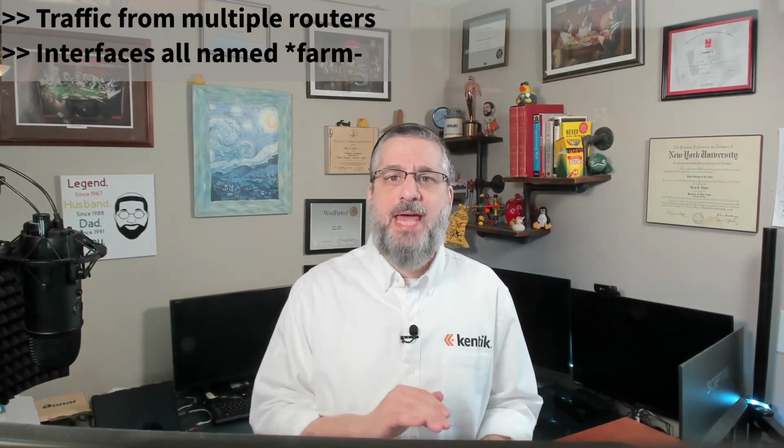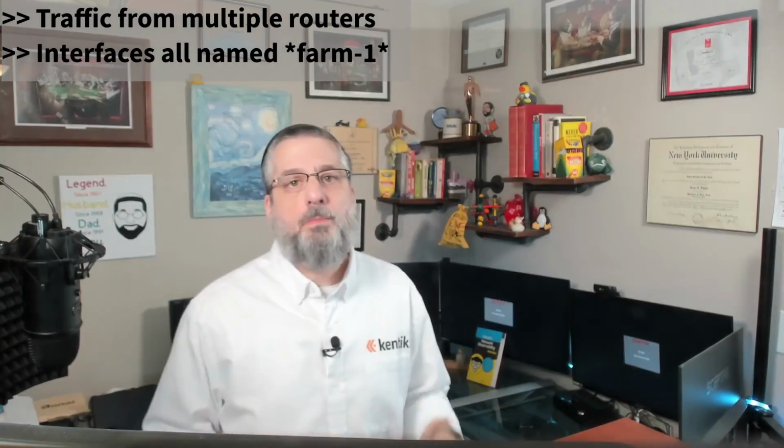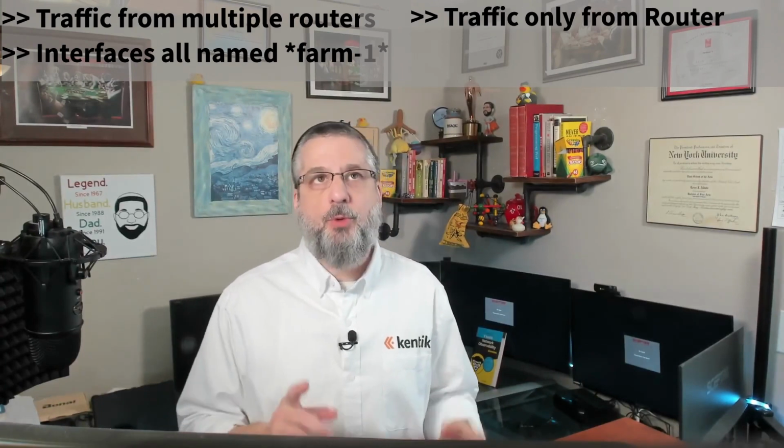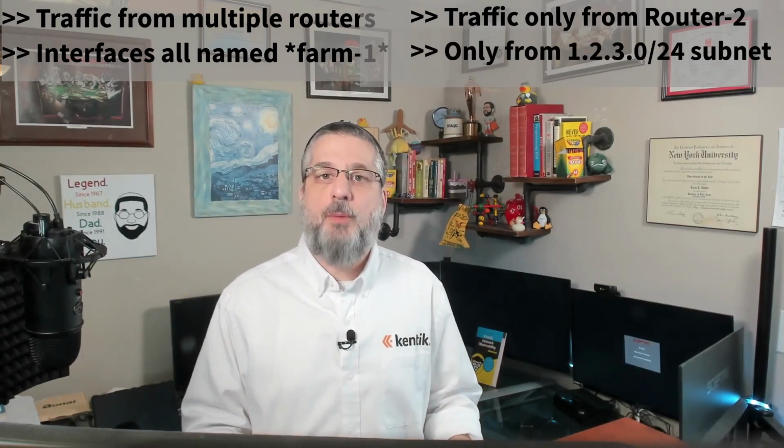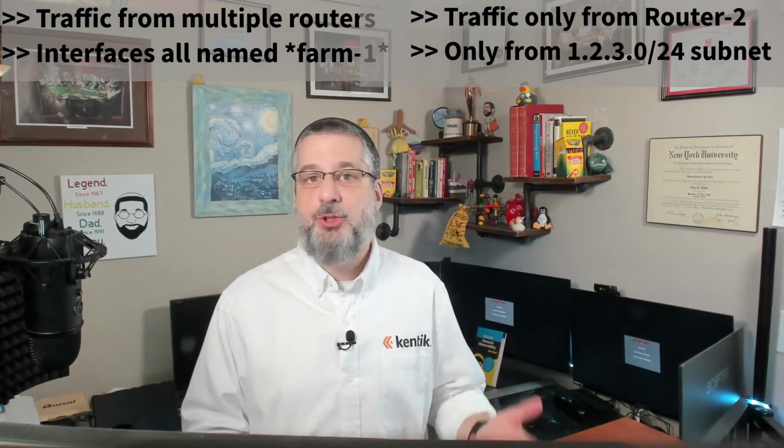Now, traffic from server farm 1 comes from multiple routers, but it's easy to identify because all the interfaces have farm 1 in the description. But server farm 2 only comes from one router. We're calling it router 2, and it comes from the 1.2.3.0/24 network.